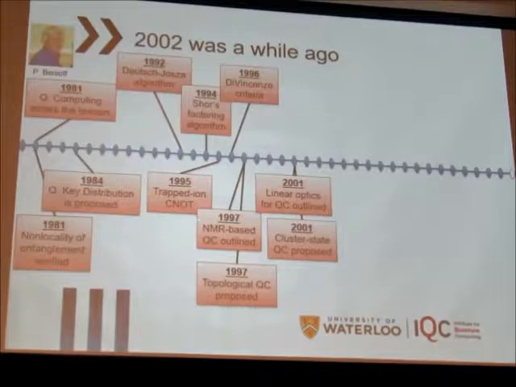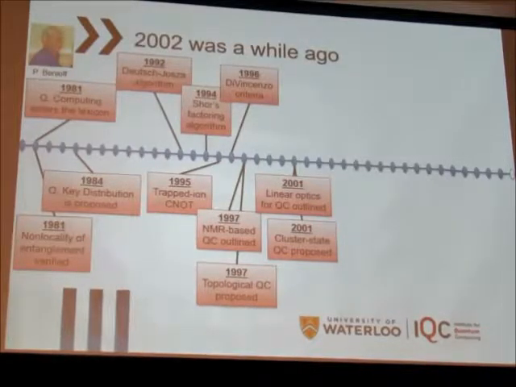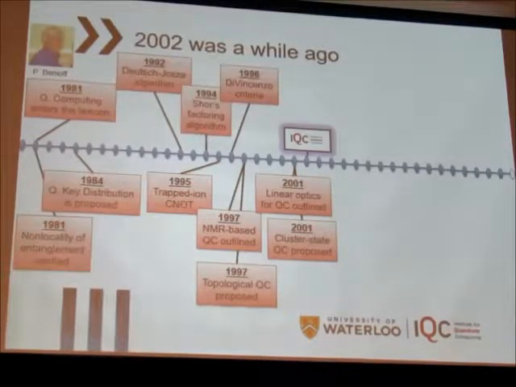So ways to do that, using trapped ion systems or nuclear magnetic resonance-based systems, or using linear optics alone, were proposed between 1995 and 2000, and different formalisms for quantum computing, such as topological quantum computing and cluster-state quantum computing, started around this time. In 2002, right here, that's when the IQC came out.